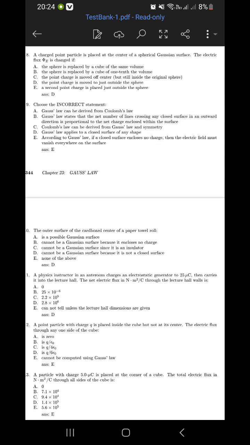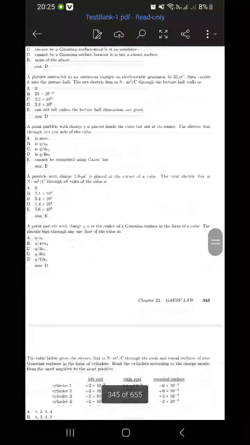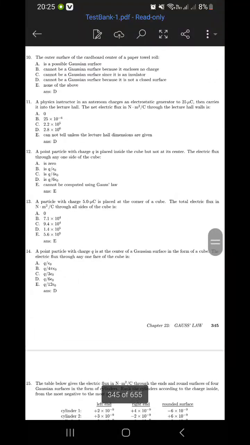Choose the incorrect statement. According to Gauss's law, if a closed surface encloses no charge, then the electric field must vanish everywhere on the surface. On the outer surface of the cardboard center of a paper towel roll cannot be a Gaussian surface because it is not a closed surface.